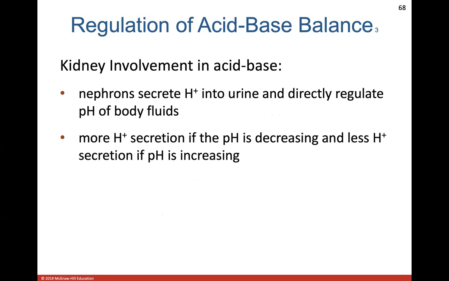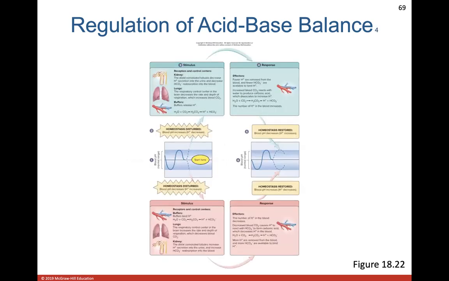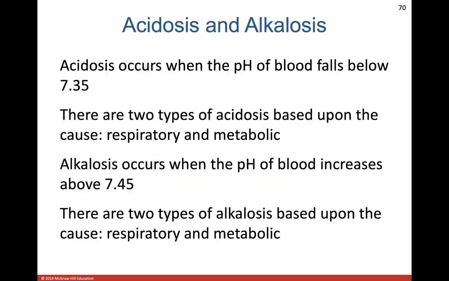Kidneys are involved in acid-base regulation by secreting excess potassium or hydrogen ions into the urine, directly regulating pH of body fluids. More hydrogen ions will be secreted if the pH is decreasing. So if your pH levels get to be too acidic, your kidneys will get rid of excess hydrogen ions, and less hydrogen ion secretion will occur if the pH is increasing. So this is the regulation of acid-base balance in the blood.